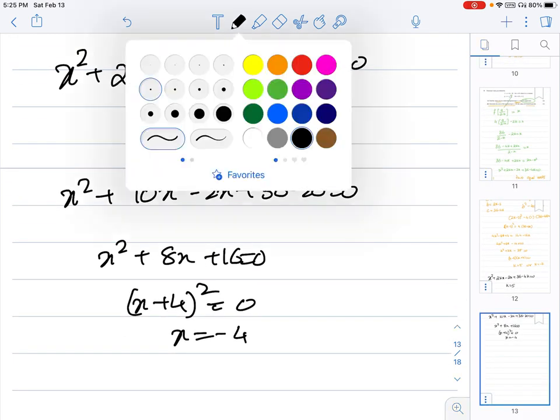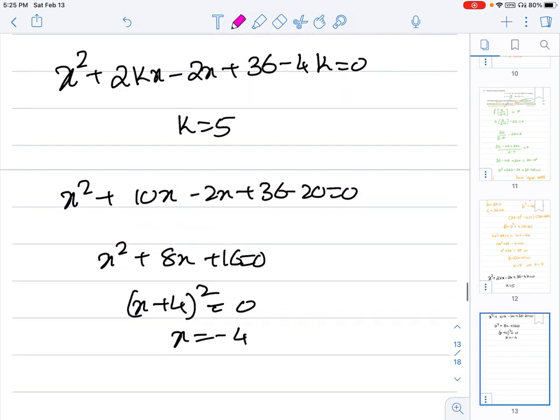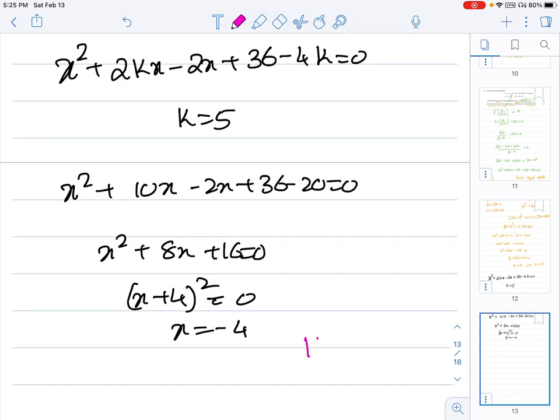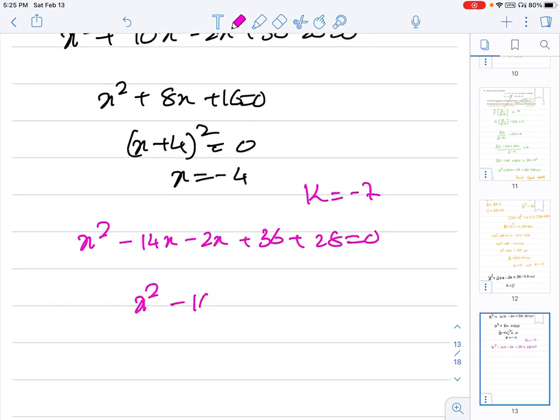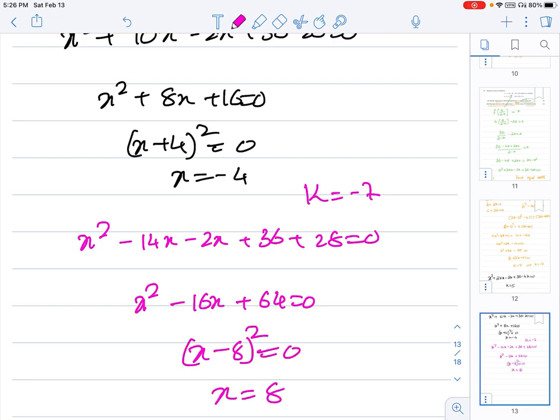Next, the other value of k I got was minus 7. So k is equal to minus 7. I get x squared minus 14x minus 2x plus 36 plus 28 is equal to 0. So it becomes x squared minus 16x plus 64 is equal to 0. x minus 8 whole squared is equal to 0. x is equal to 8. Those are the roots.